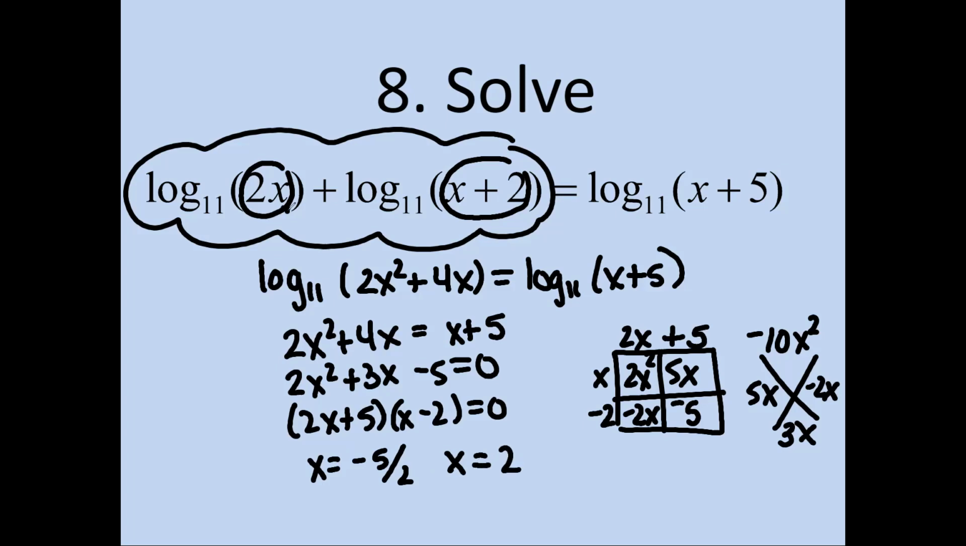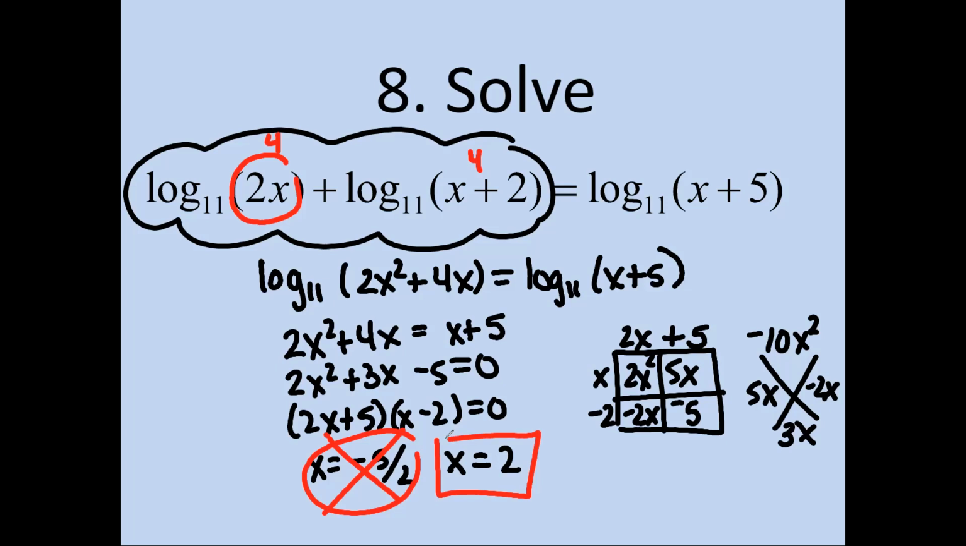Now, we want to check to make sure that we're not taking the log of a negative. So when I put this negative 5 halves x into that, it is going to make it a negative. So that's not going to be an answer. When I put 2 in here, this is going to be a 4. This is going to be 4. That's okay. So x equal 2 is a solution.